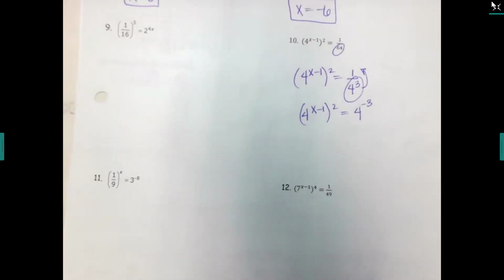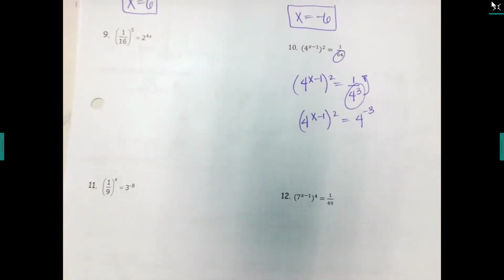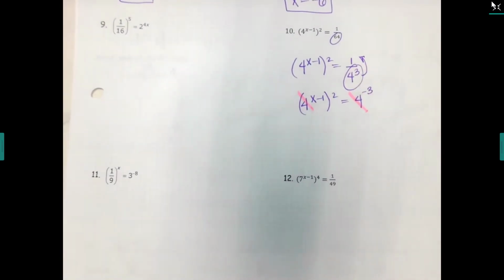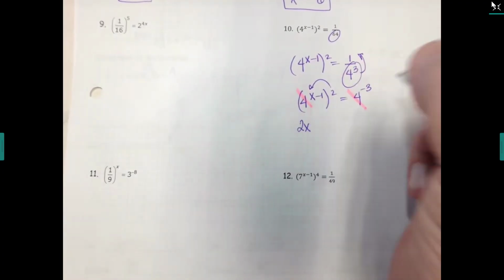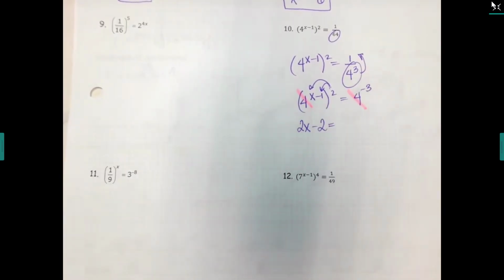Questions on that so far? Or are we good? Okay, cross out your 4's. And then remember, any original exponents you're distributing. So when I get to this left side where the 2 is outside of the x minus 1, I will still have to times that in. So 2 times x would be 2x. 2 times minus 1 would be a minus 2. And then on the other side, now that the 4 is gone, it's just a minus 3 left.